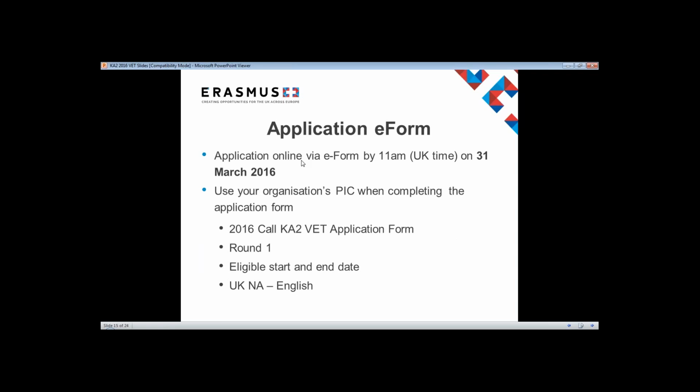You will need to use your PIC as well as your partner's PICs to fill out the application form. It is therefore important that the PIC information is correct for all partners, as it will be used throughout the lifetime of your project, and it is your responsibility to keep the information up to date. To make sure you have the correct application form in front of you, you should double check that it states the call as 2016, the round as 1, and for the deadline 31st of March 2016. Applications to the UK National Agency should be completed in English.